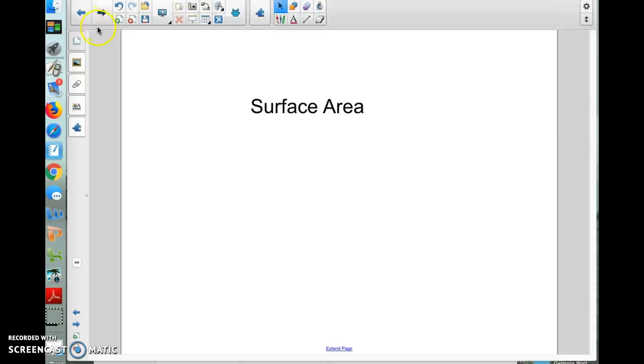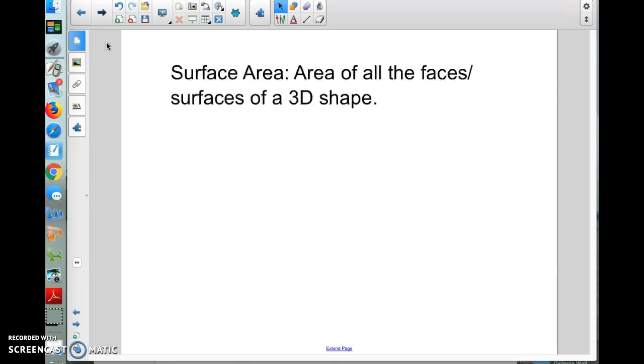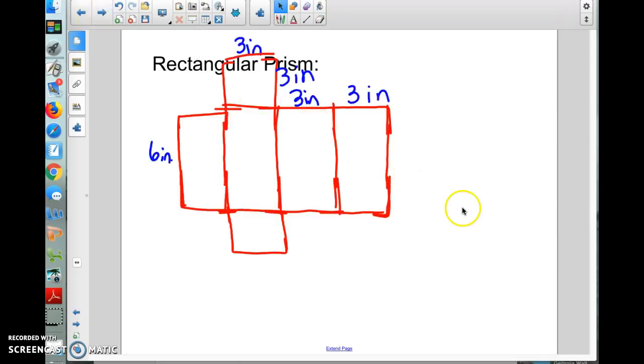We are going to be talking about surface area. What is surface area? It's literally the area of surfaces. Okay, go back. The area of all the faces or surfaces of a 3D shape. So instead of finding just the area of one shape, we're finding the area of all the shapes that make up a 3D shape. Because 3D shapes are made out of 2D shapes, and that's what our nets show. So it's kind of like the composite area we've been doing. So this is a rectangular prism that's been unfolded.